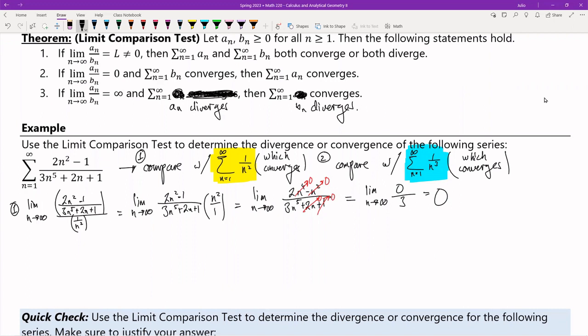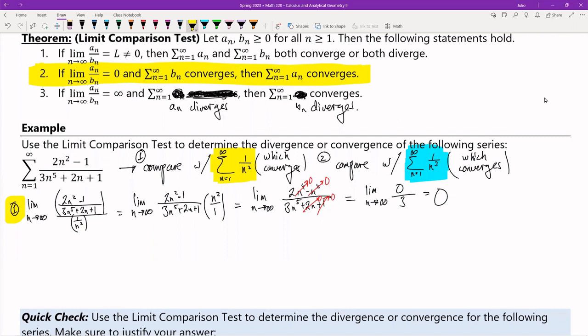Okay, in this case, notice what we did. We compared it to 1 divided by n squared, and we know that converged, right? And we got this. So we are effectively executing sort of part 2 here, right? We have a limit that is equal to 0, and we know that the bottom one, the 1 over n squared, converged. Therefore, the top one, our original one, converges as well.